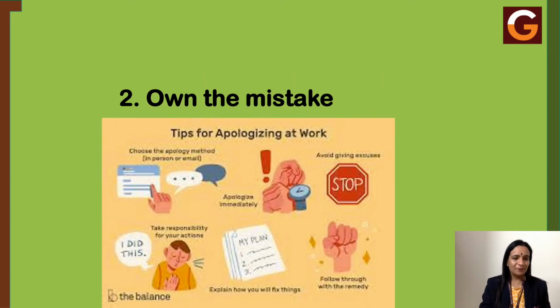Own the mistake. This might be the hardest part of your apology email. Owning your mistakes and admitting you were wrong might hurt your ego more than a bit. But remember, you have a chance to redeem yourself here. Taking responsibility for your error, big or small, will help you come out in a much better light in your recipient's eyes.